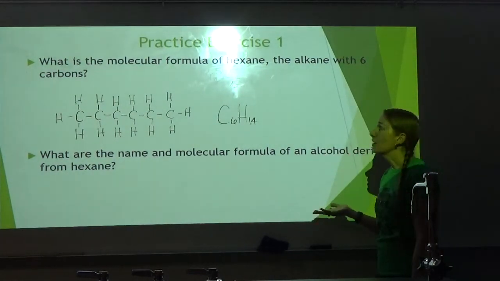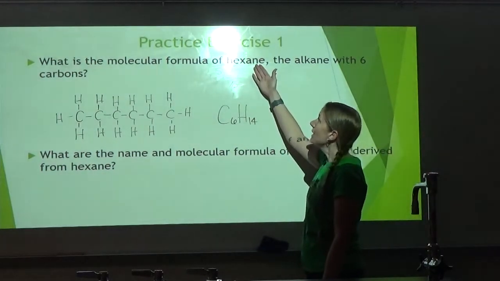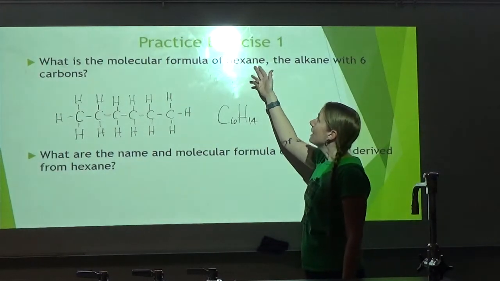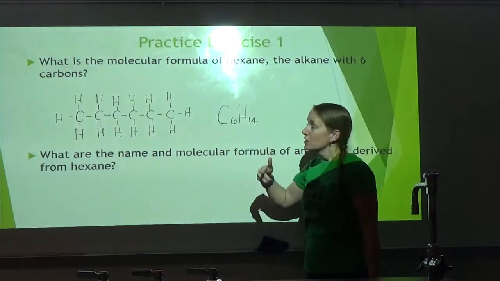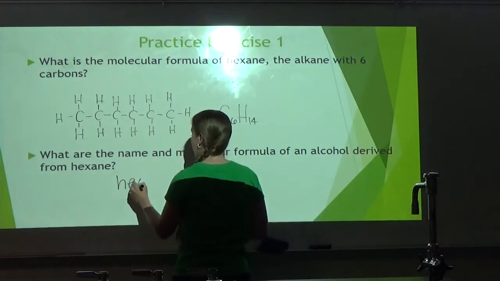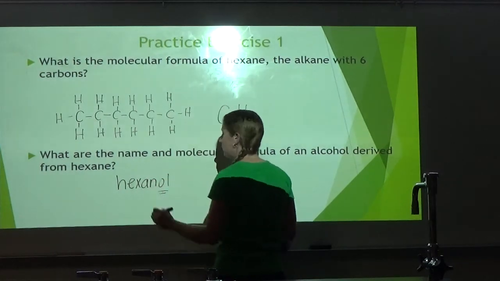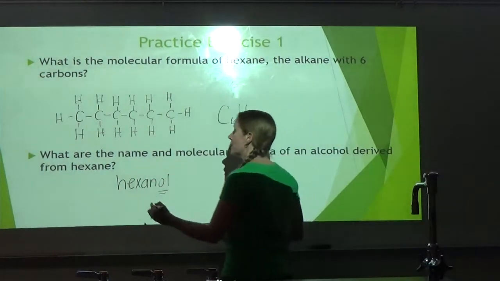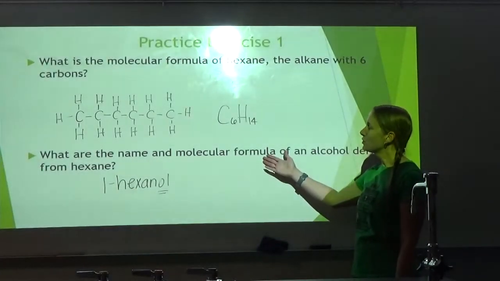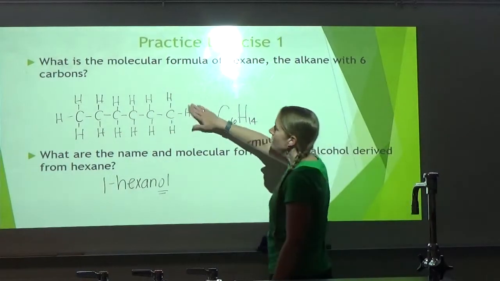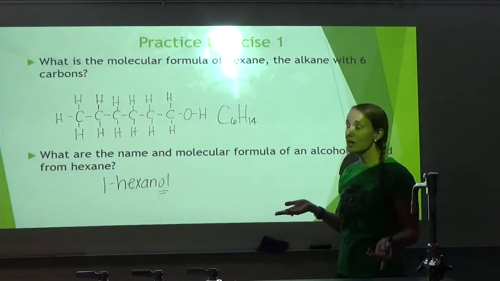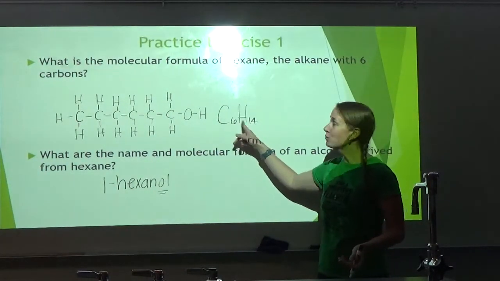Then it says, what are the name and molecular formula of an alcohol derived from hexane? Well, when you turn an alkane into an alcohol, instead of ending in -ane, you end in -ol. So instead of being called hexane, it'll be called hexanol. That's what implies it's an alcohol. Sometimes you'll see a number in front of it, like 1-hexanol. And then it says, what's the molecular formula? Well, all we do is take one H and change it into an OH. So we're still going to have the same amount of H's, we just now have an O.